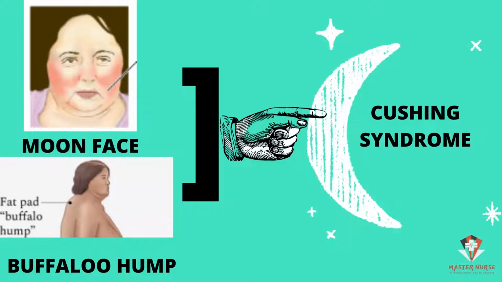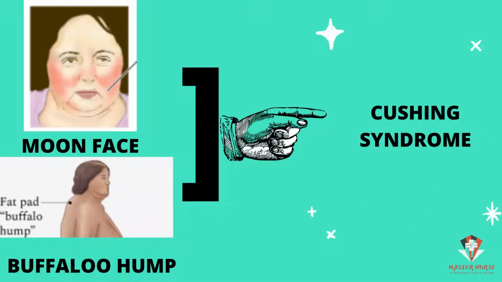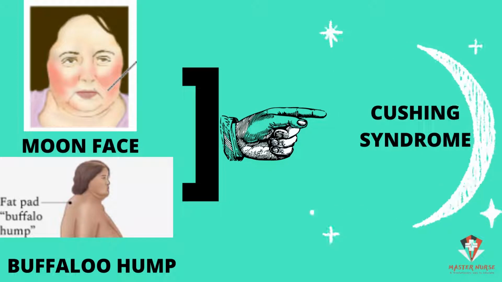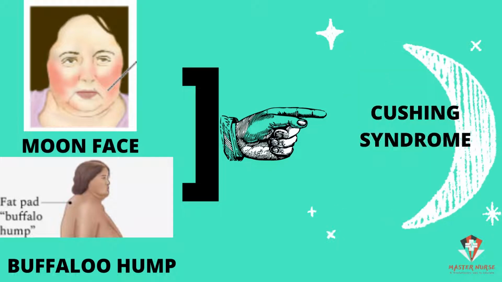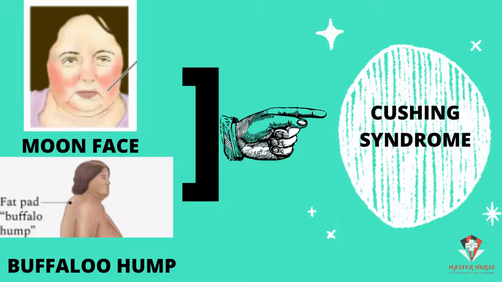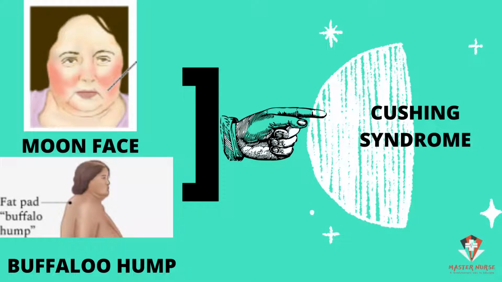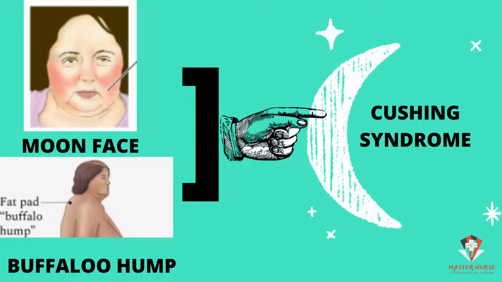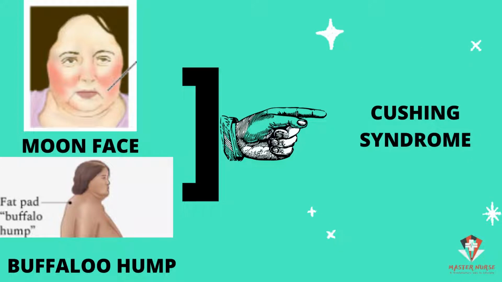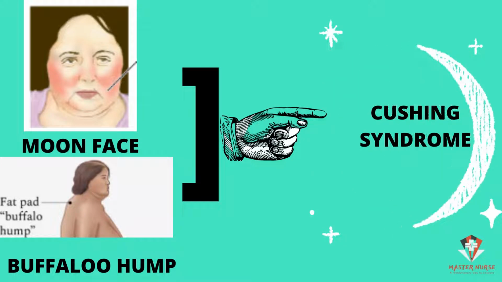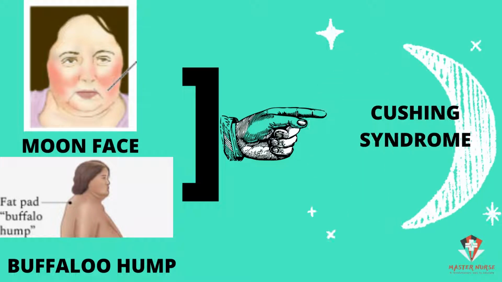Number 4 is again a combination of two symptoms. The first is moon face along with buffalo hump. So where you will see this? Moon face is nothing but a round shaped face, and buffalo hump is there will be a swelling kind of picture seen in the back. So this is caused in a condition called as Cushing syndrome.